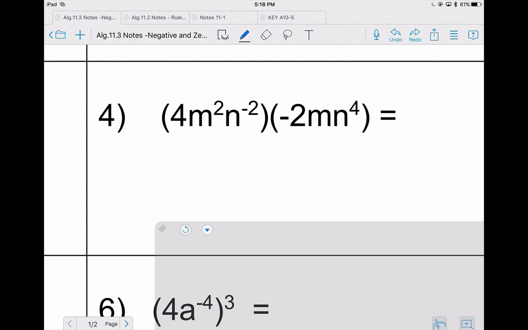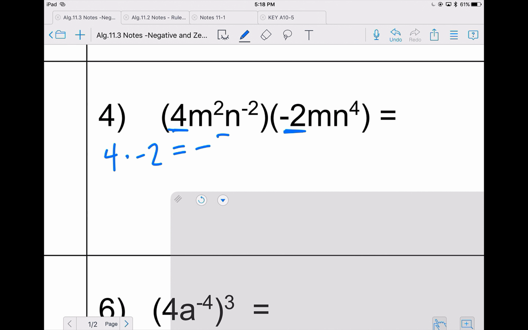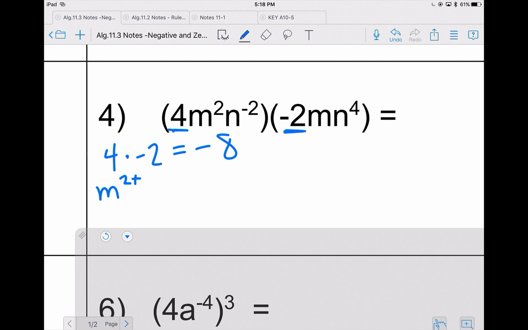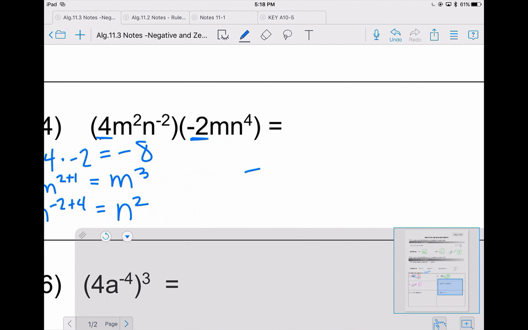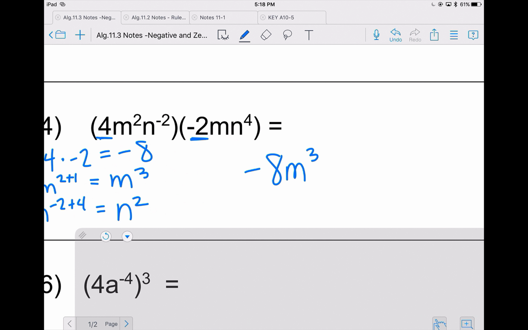So this takes us back to our 11-1 rules where we multiply the big numbers. So 4 times negative 2 is negative 8. And we add the little numbers. So m to the 2 plus 1 is 3. N to the negative 2 plus 4 is 2. Now when I put my answer back together, I have negative 8 m cubed n squared. Notice I no longer have negative exponents because they were taken care of.